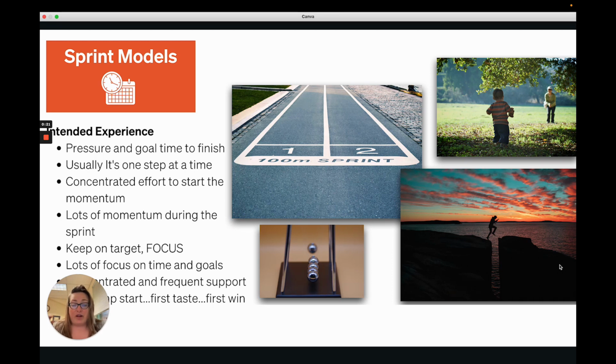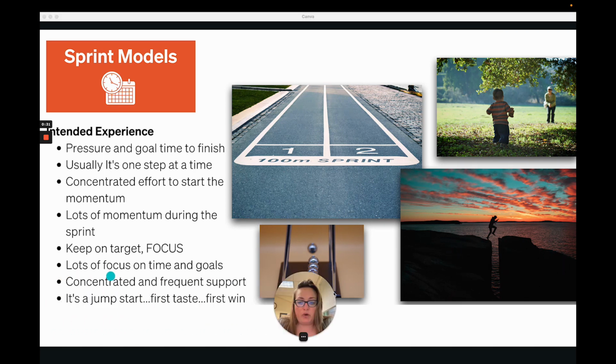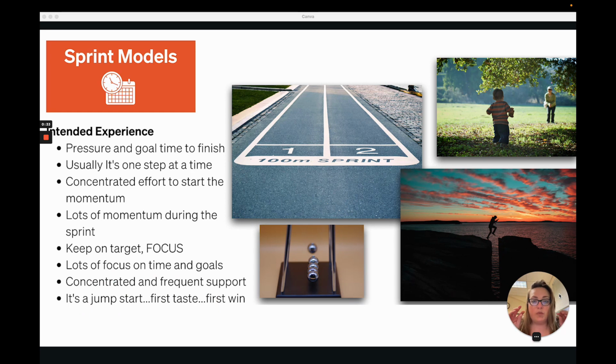They tend to have a lot of pressure. They tend to have a lot of momentum injection. They tend to usually focus on one thing at a time. The biggest part about all of it is that you want to get people a quick win. So you want to keep them very focused, you control the content, so you don't open up your content to everything, right?